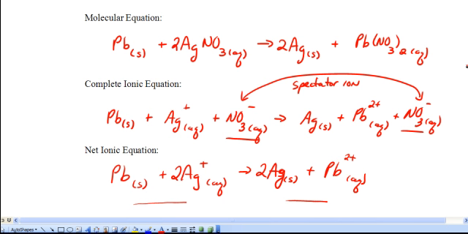However, we will not be focusing on these single replacement reactions as far as the net ionic. You will have to know them. What we're going to be focusing on are the double replacement precipitation reactions. And in the next podcast, we're going to talk about the solubility rules you can use to predict whether or not a solid is going to form.